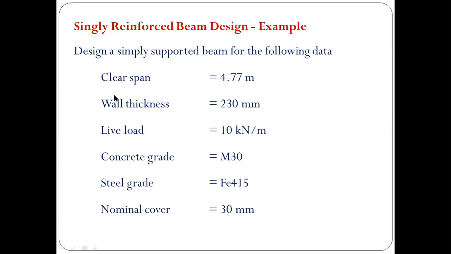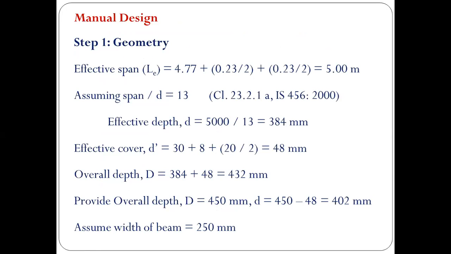Design a simply supported beam for the following data: clear span 4.77 meters, wall thickness 230 mm, live load 10 kilonewton per meter, concrete grade M30, steel grade Fe415, and nominal cover 30 mm. We will just rush through the manual design and we'll take a few inputs from this manual design for STAAD-Pro.